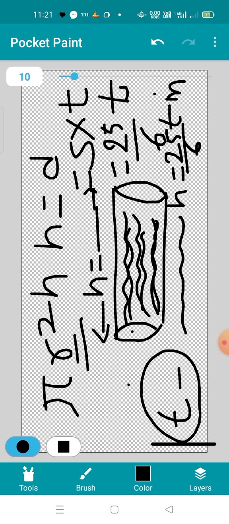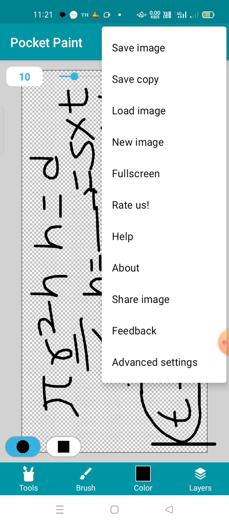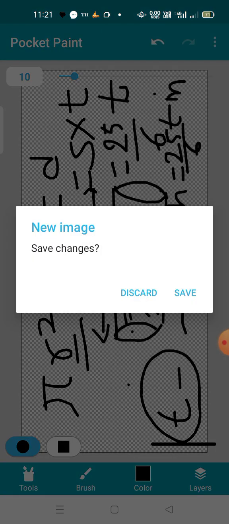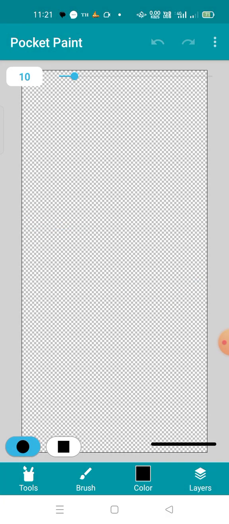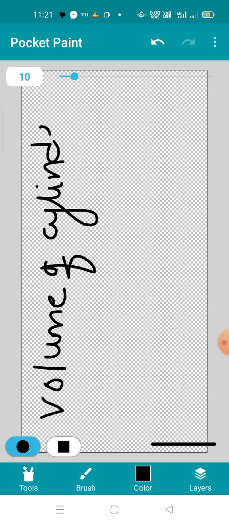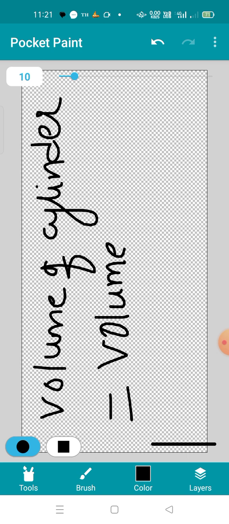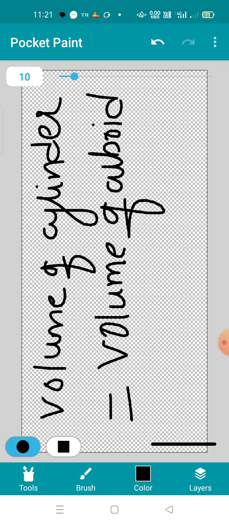Okay, so now we are ready to substitute the values in the formula of volume of cylinder and volume of cuboid. Because the water is flowing from the cylindrical pipe to the cuboid, we can say volume of cylinder, it is actually volume of water through cylinder, but you know that a liquid will take the shape of the container, is equal to volume of cuboid. This is very important. I hope you understood why we are using this equation. Volume of cylinder is equal to volume of cuboid.